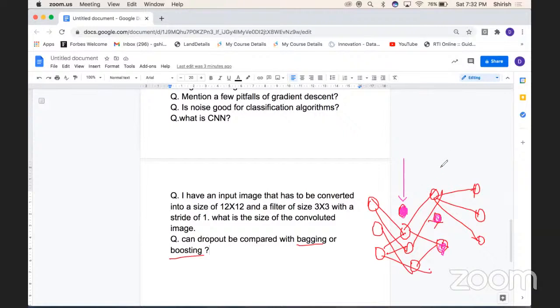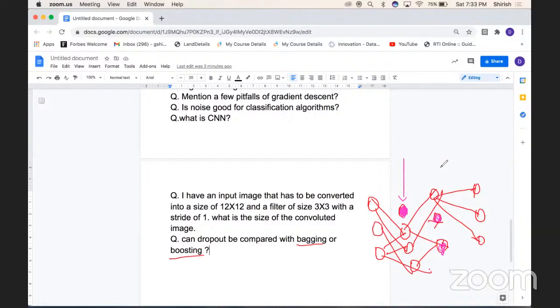Anyway, that is exactly correct. Dropping out a few nodes in the network means some complexity is getting reduced, and it's a very effective regularization method. So this is an extreme form of bagging. Dropout is compared with bagging, right? Every model is trained on a single case, and every parameter of the model is very strongly regularized by sharing it with the corresponding parameter in all other models.